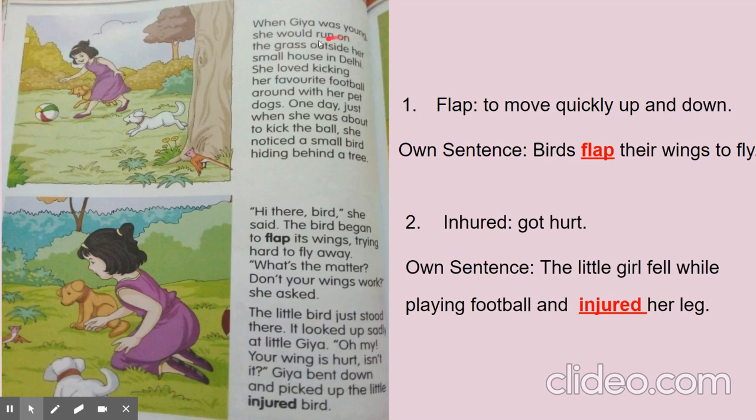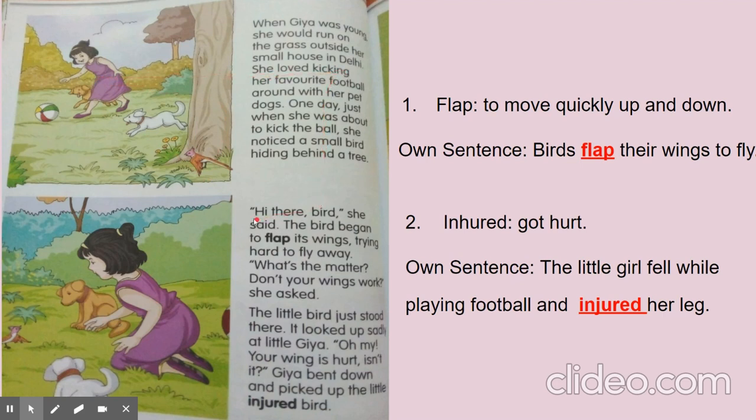When Giya was young, she would run on the grass outside her small house in Delhi. So the girl's name is Giya. They live in Delhi and she likes to play in the garden. She loved kicking her favorite football around with her pet dogs. One day, just when she was about to kick the ball, she noticed a small bird hiding behind a tree. So she loves to play football with her pet dogs, and when she was playing, she could see a small bird hiding behind a tree.